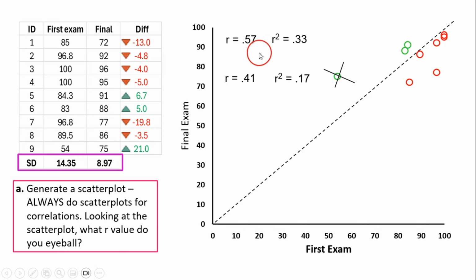It drops from 0.57, and with this value gone, it goes down to about 0.41. And the R squared goes from 0.33 to 0.17. So the R squared is kind of cut in half.